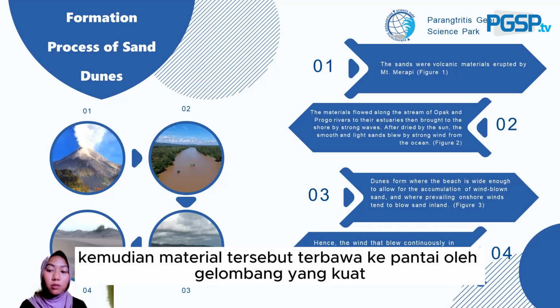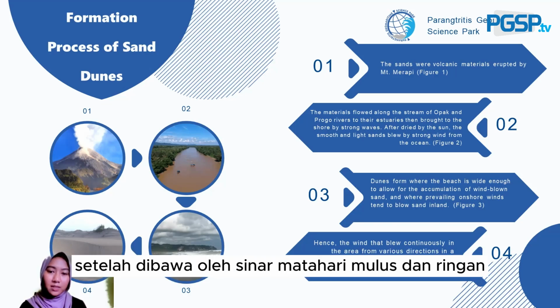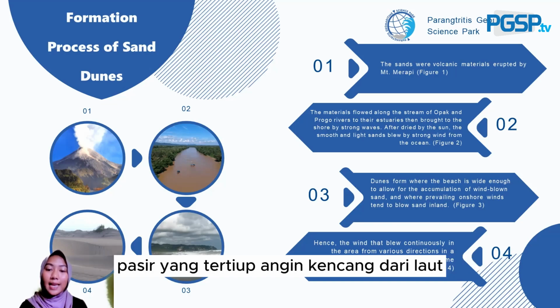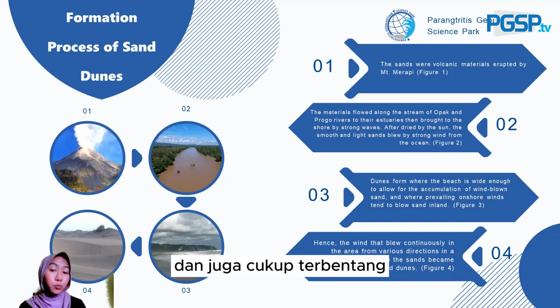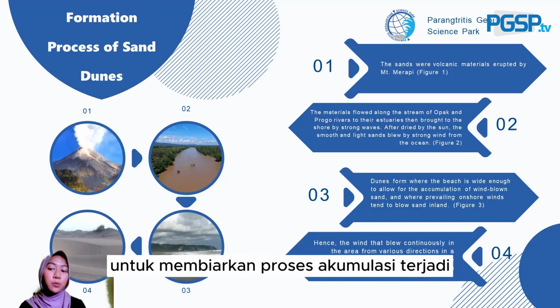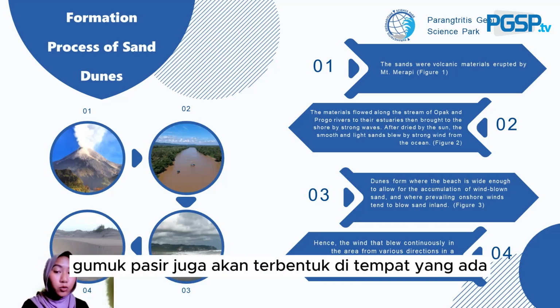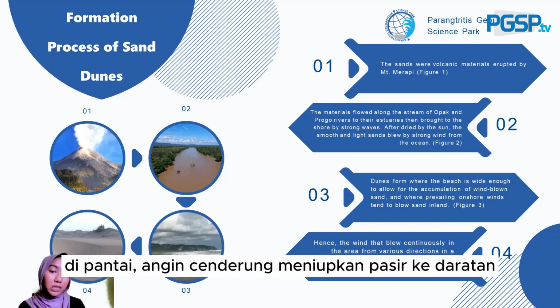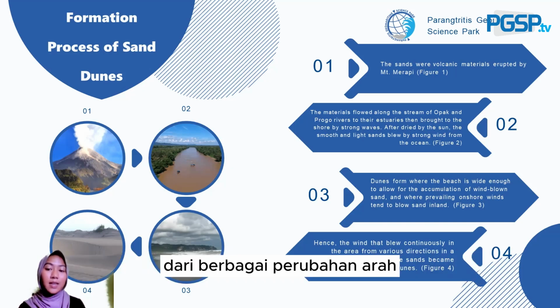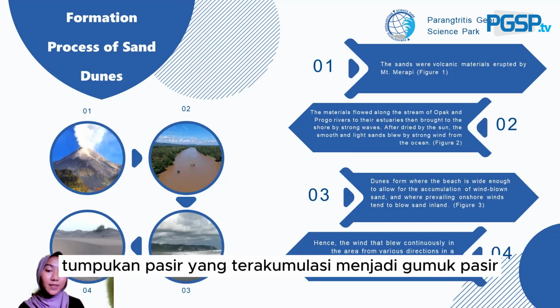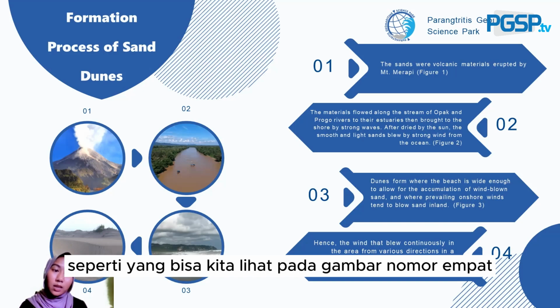Then, the materials were brought to the shore by strong waves. After being dried by the sun, the smooth and light sands were blown by strong winds from the ocean. The dunes will be formed where the beach is wide and spacious enough to allow the accumulation process to happen. Dunes will also be formed where the prevailing onshore winds tend to blow these light sands inland. Lastly, the wind that blew continuously in the area from various directions changed the accumulated piles of sands into sand dunes, like what we can see there in figure number 4.